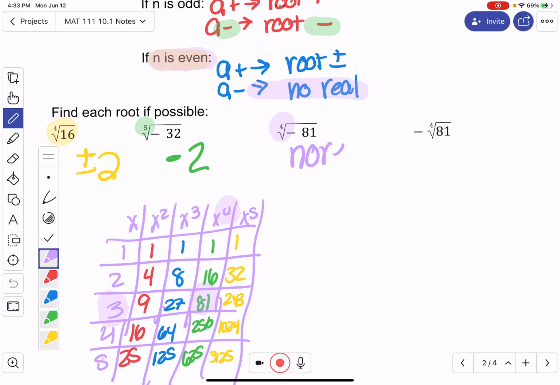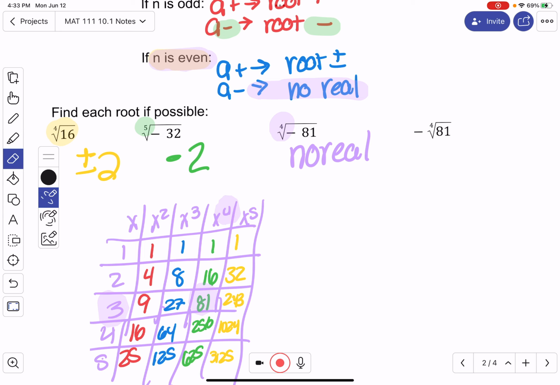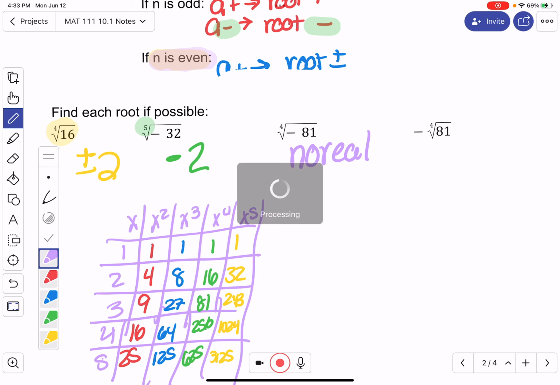That can't be there. So that even n takes away our, I don't know what I did.